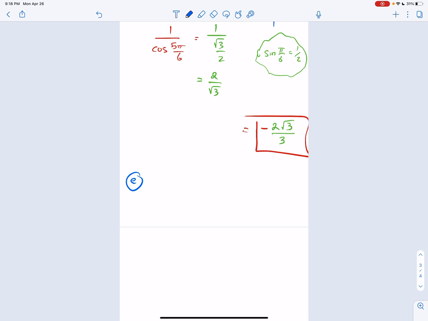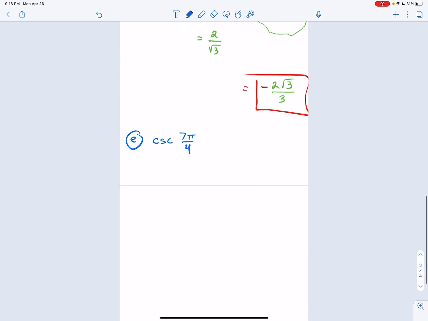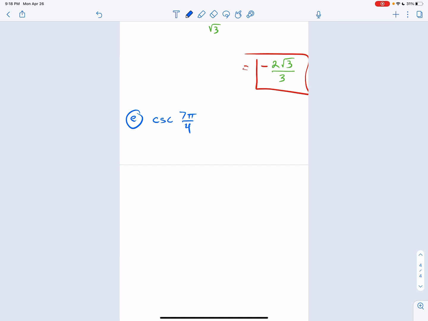Here's part E. Let's go ahead and do cosecant of 7 pi over 4. Try that one on your own. Press play when you're ready. So where am I? 7 pi over 4 looks like that's double minus 1 of the denominator. So I'm definitely in quadrant 4.